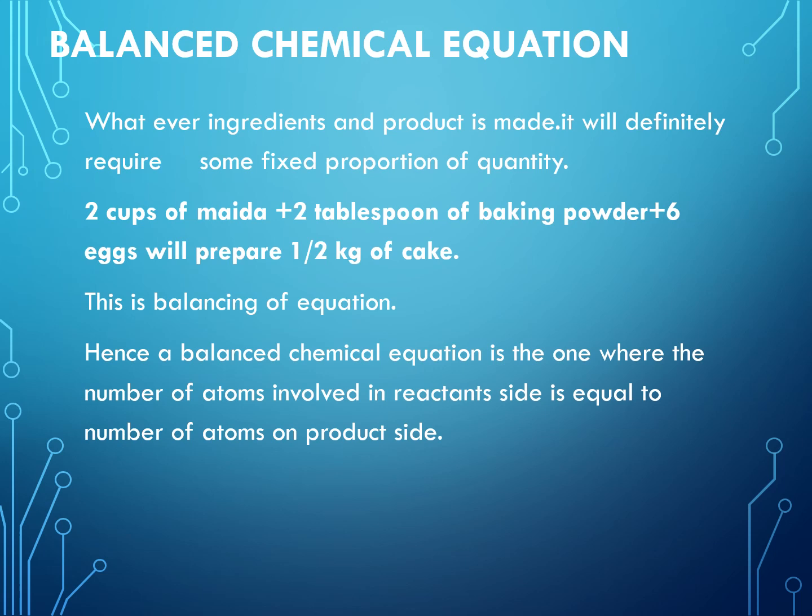Hence, a balanced chemical equation means the number of atoms that are involved on the reactant side is equal to the number of atoms on the product side.